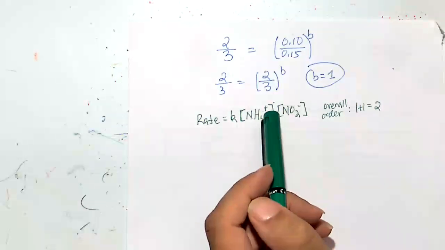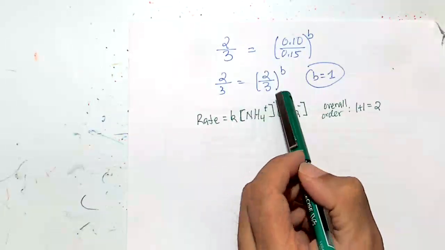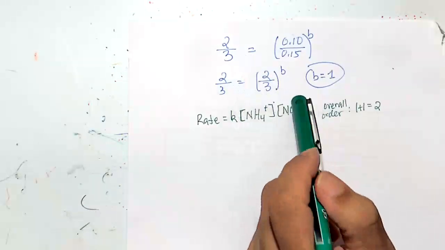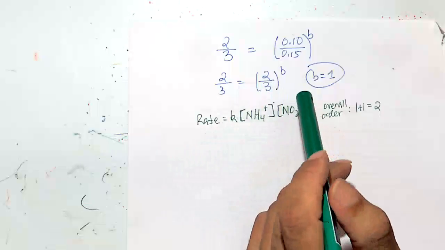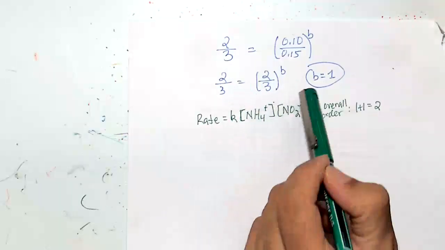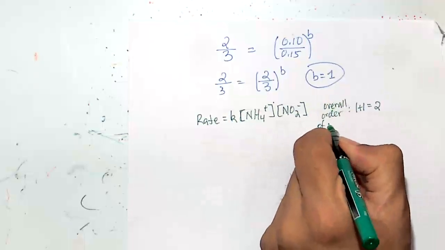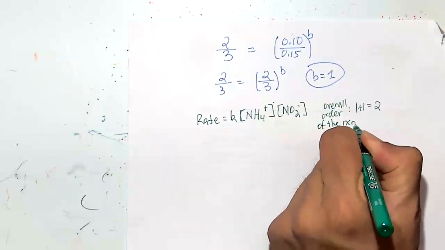Okay. So NH4 positive decays with first order kinetics raised to the power of 1. NO2 minus decays with first order kinetics raised to the power of 1, so 1 plus 1 is equal to 2. So we say the overall order of the reaction is 2.